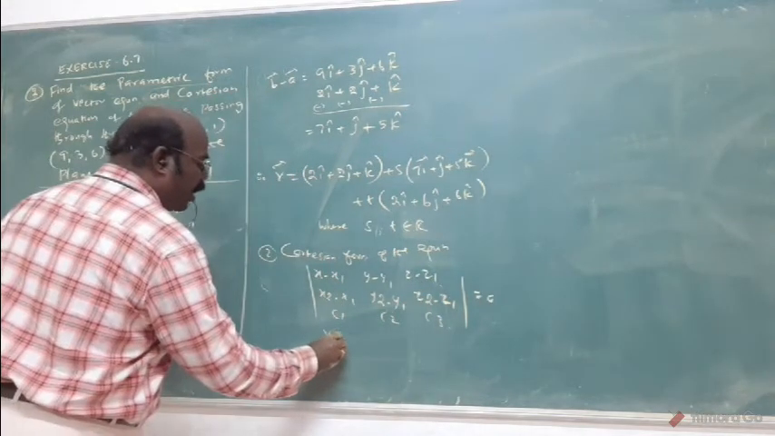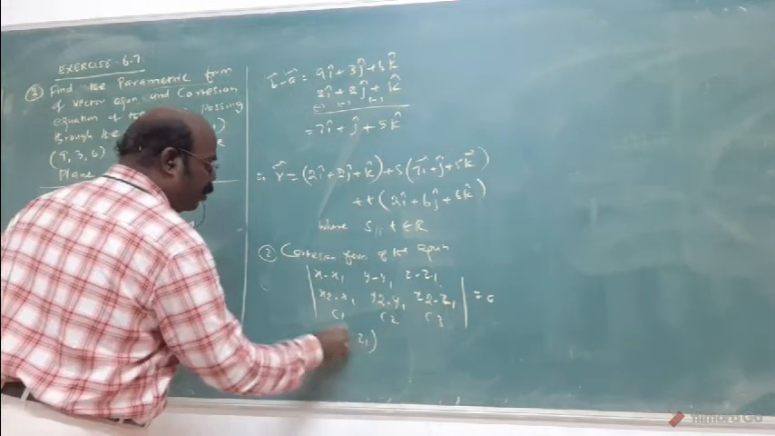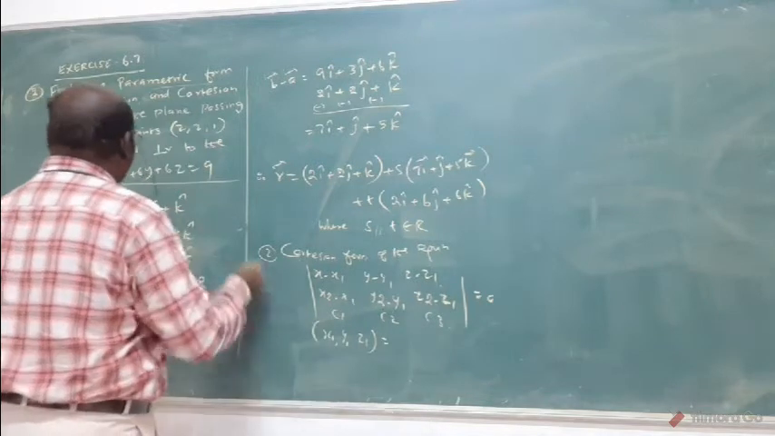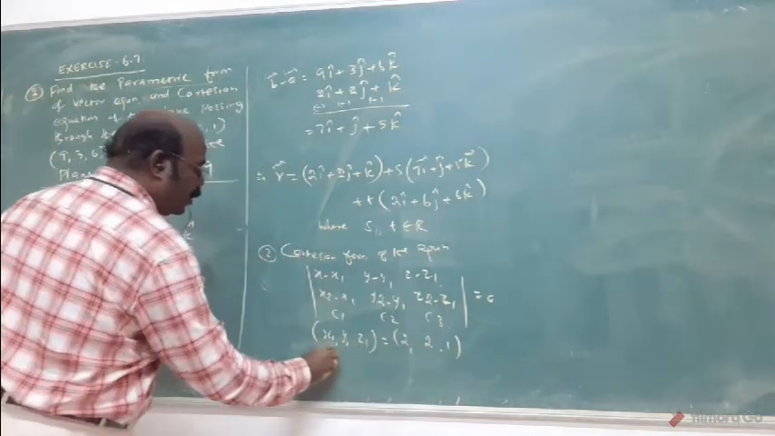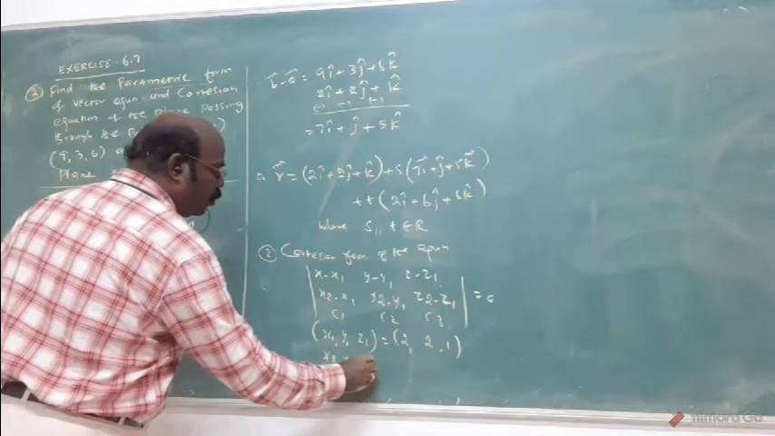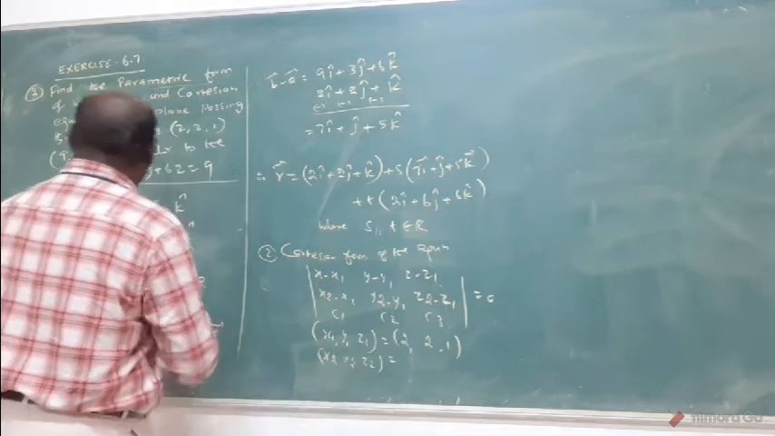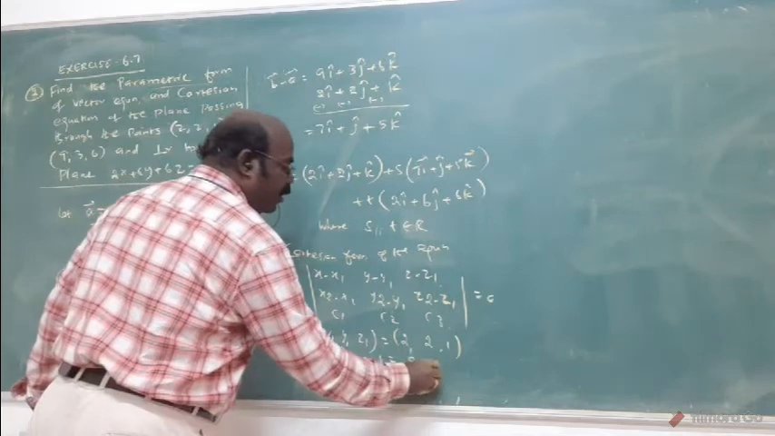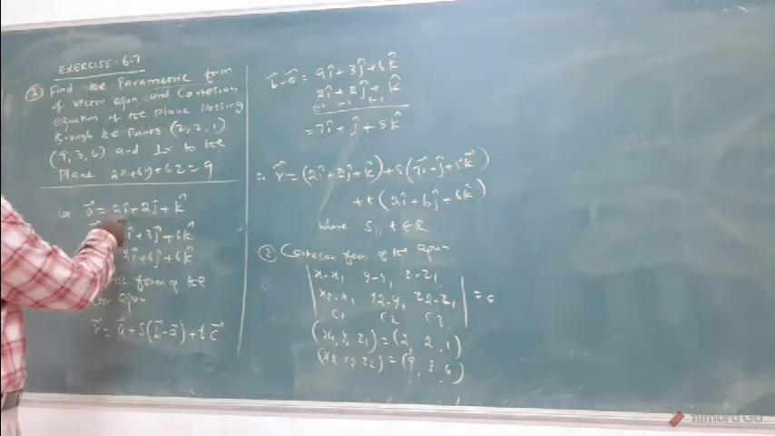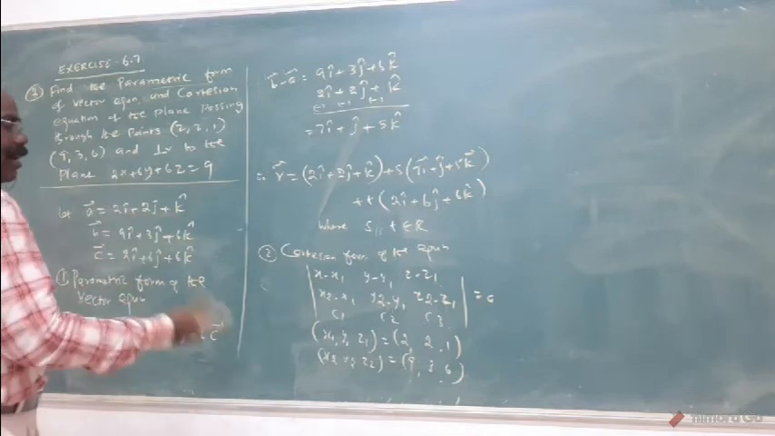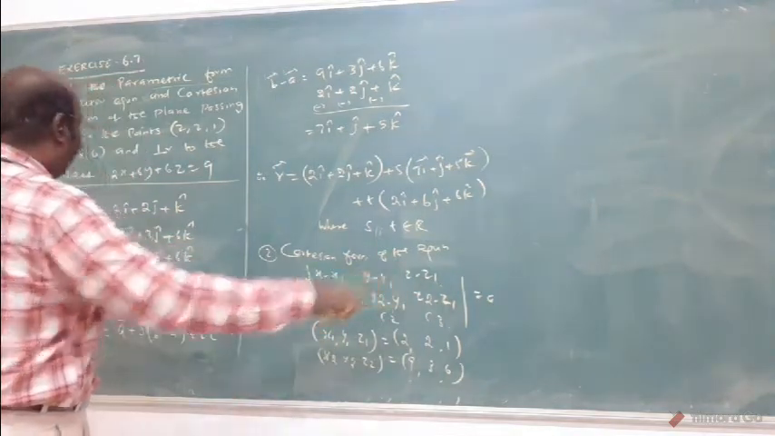Now, the first point is what? x1, y1, z1 is equal to the A vector, 2, 2, 1. x2, y2, z2 is equal to the second point B, 9, 3, 6. The vector equation means the answer is not again; the Cartesian equation is without the parameters again.